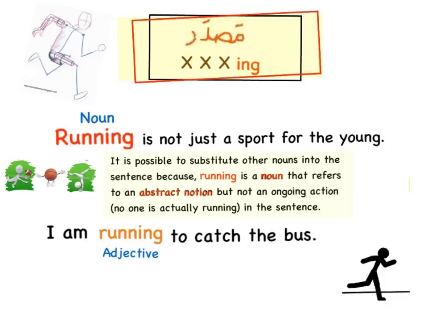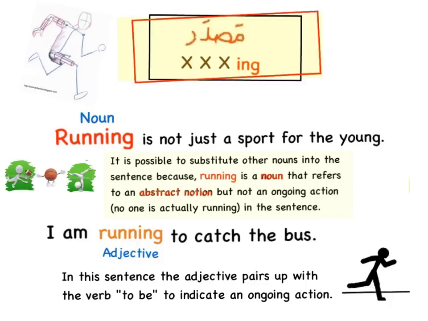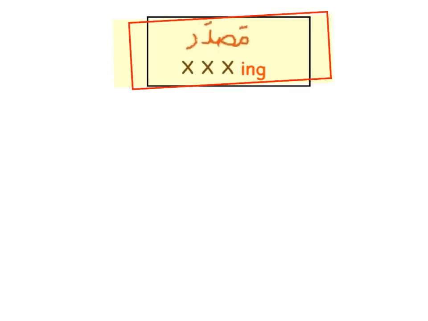Now let's look at another sentence with running. I am running to catch the bus. Here running is describing the action, so it's an adjective in this sense. And in this sentence, the adjective running pairs up with the verb to be to indicate an ongoing action. I am running. And since it's an adjective, I can replace running with another adjective like happy. I am happy to catch the bus. Aren't we all?